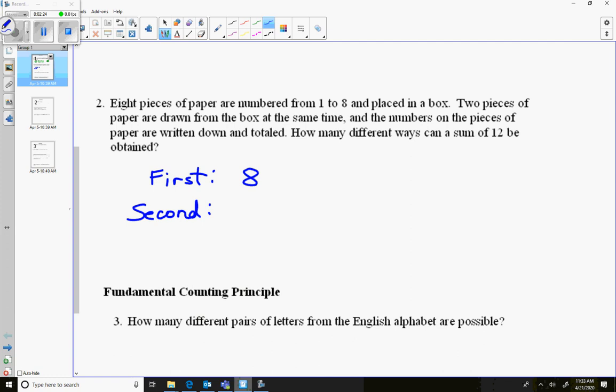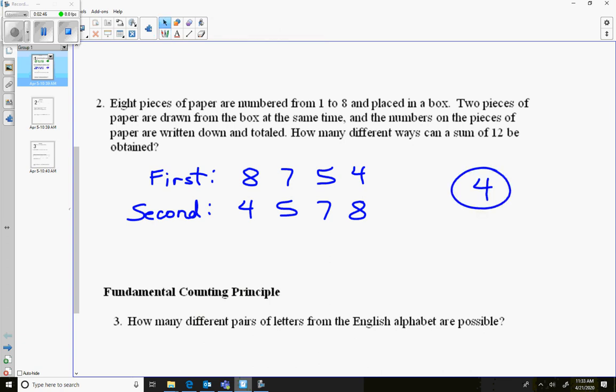We could still have one sheet of paper have the 8, the other one the 4, like your left hand, right hand type thing for a second. We could still have 7, 5, but since there's only one 6, you can't have the 6, 6. You could still draw the 5 first and then the 7, the 4, and then the 8. So this time there will only be 4 possible ways of getting that sum of 12.